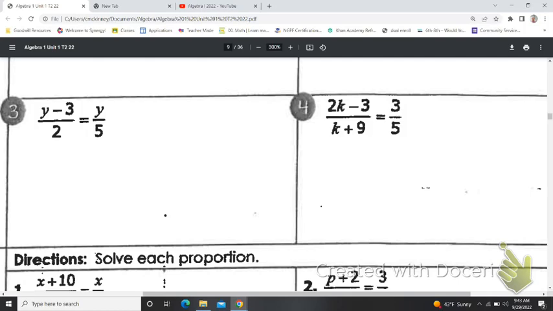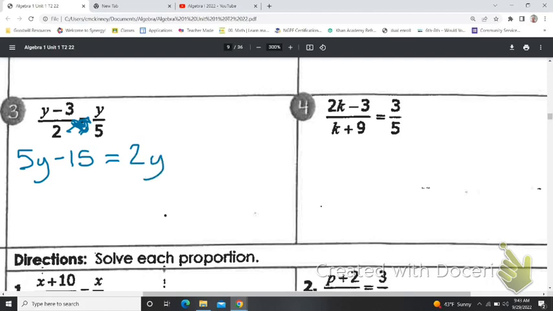And so this time when I cross multiply, I'm going to try to just distribute as I go. And if one of them is just a number like that 5, think of it kind of being on the left, like you're distributing. So 5 times y, 5y, 5 times -3, -15 is equal to 2 times y, 2y.